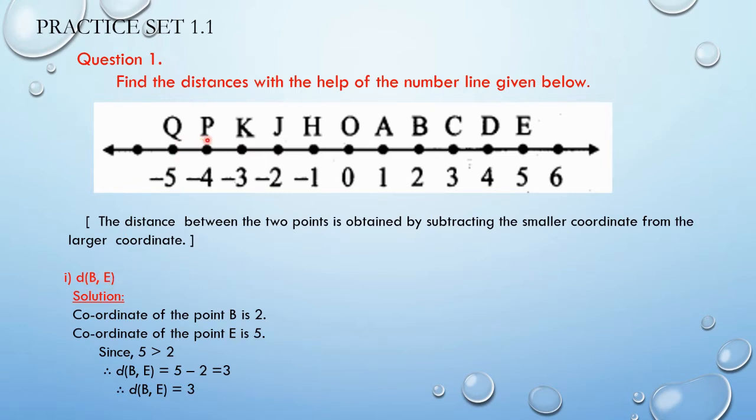First write the coordinates of B and E. The coordinate of the point B is 2 and the coordinate of the point E is 5. We know that 5 is greater than 2. Then the distance of BE, that is the distance between the 2 points, is obtained by subtracting the smaller coordinate from the larger coordinate. Therefore, it is 5 minus 2 is equal to 3. Therefore, the distance of BE is equal to 3.